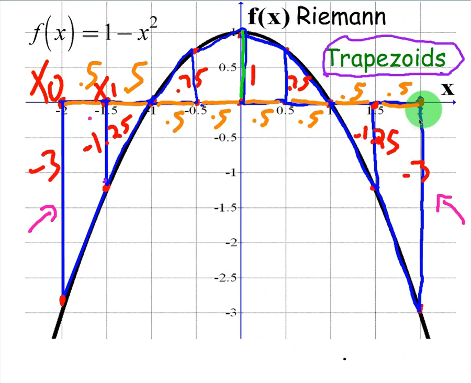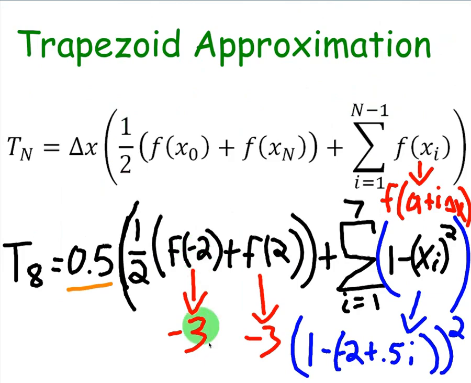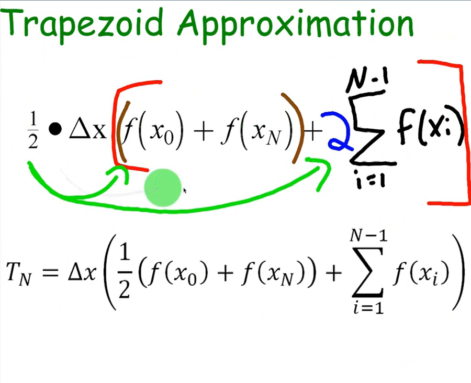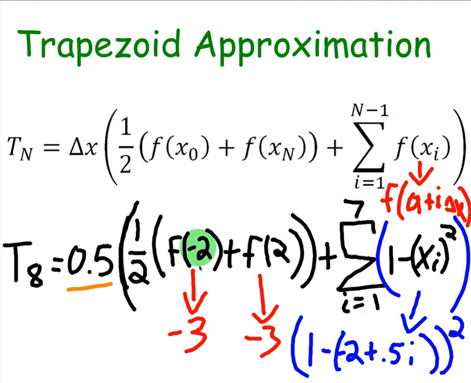f of x sub n would be f of x sub 8. So x sub 8 is over here. That's also going to be -3 just because these are symmetrical. So it's going to be 1/2 again inside of here because of that 1/2 we distributed to begin with, of -3 plus -3. And then we're going to be adding our summation notation from 1 to 7 of f of x sub i. Now I decided to break that down a little bit more for you.